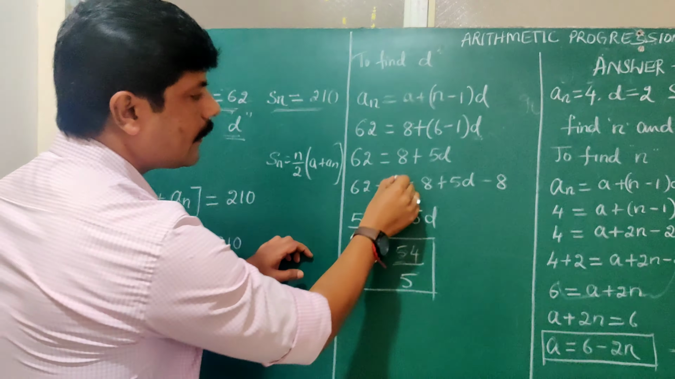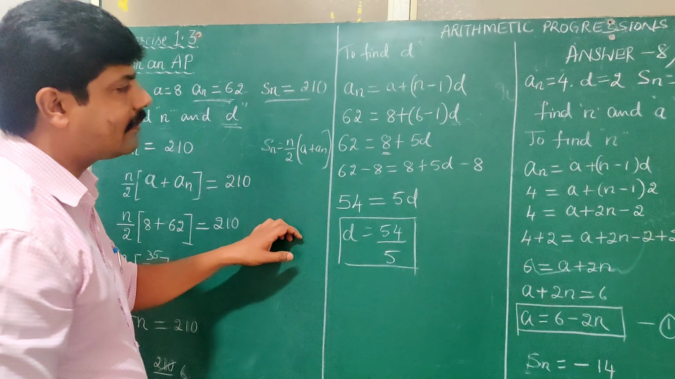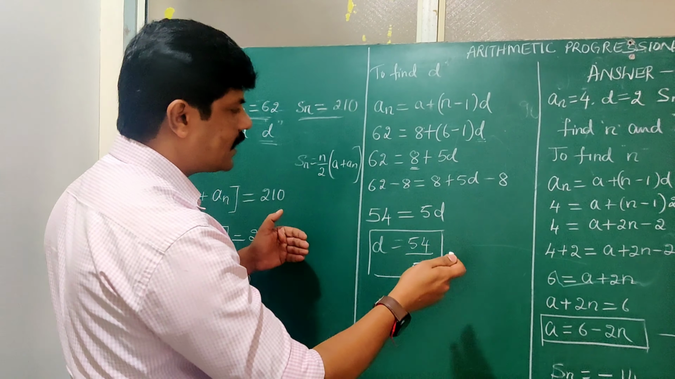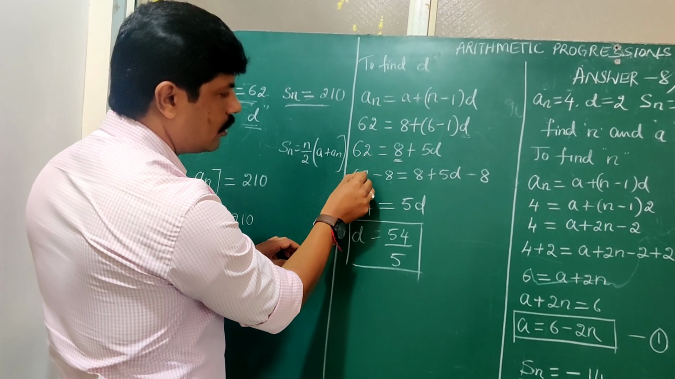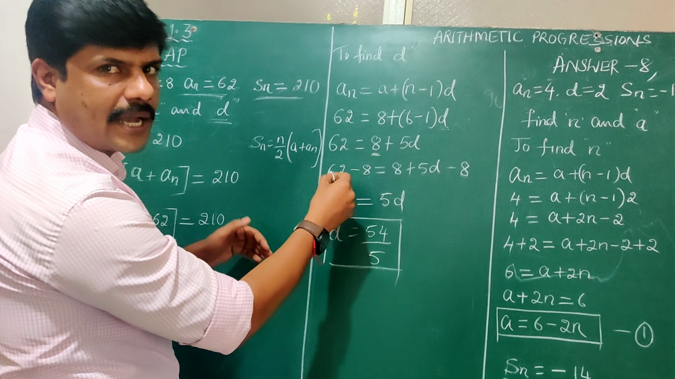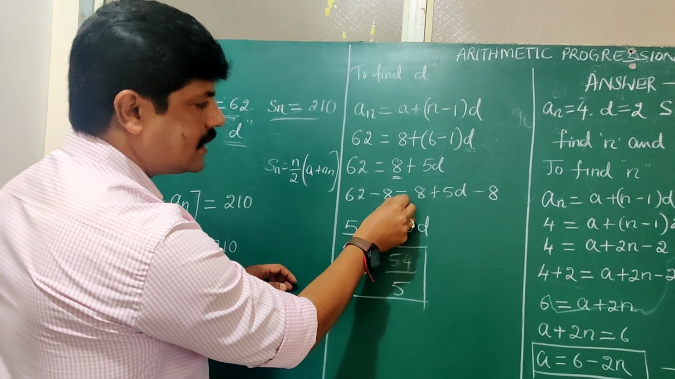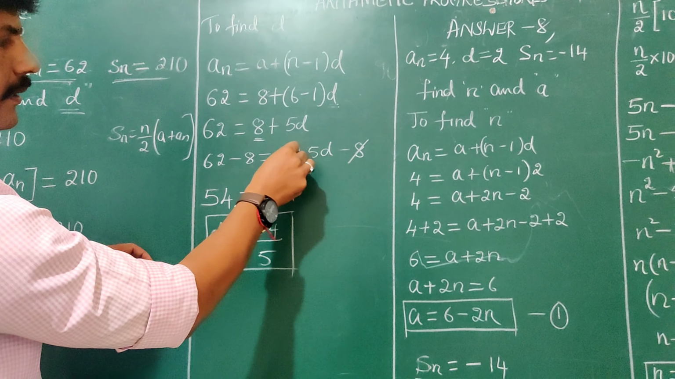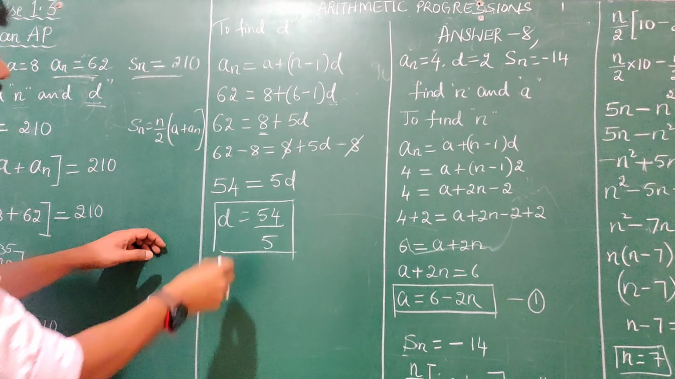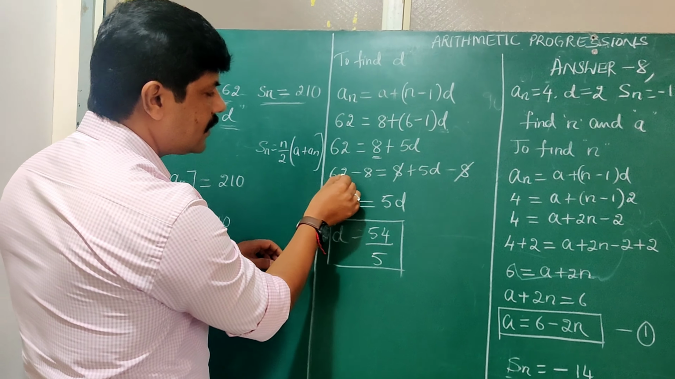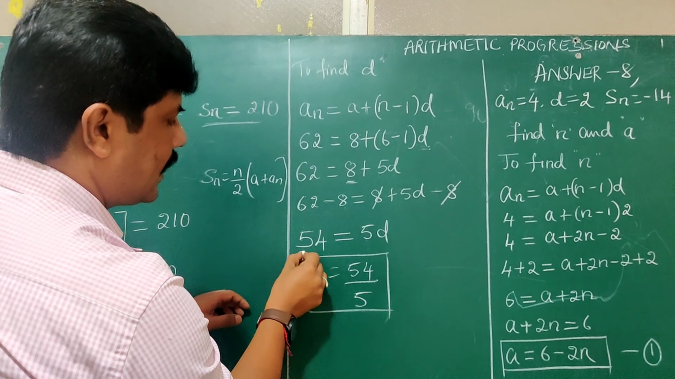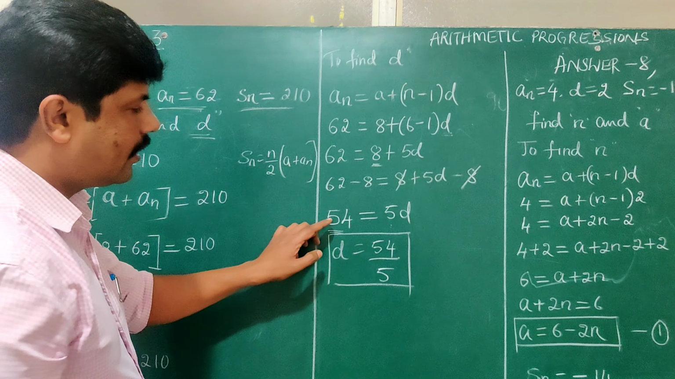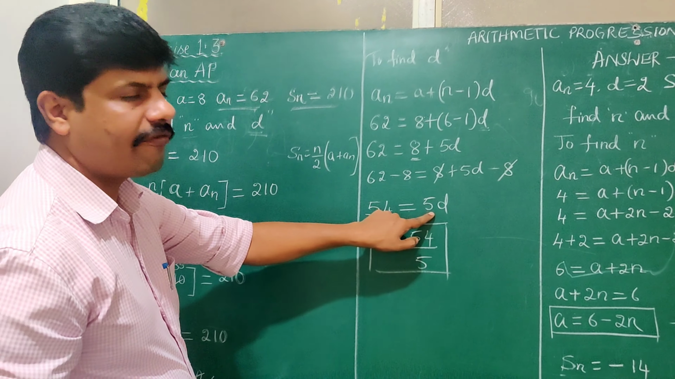Now to eliminate this 8, add minus 8 on both sides, so 62 minus 8 is equal to 8 plus 5d minus 8. So minus 8 plus 8 gets cancelled. What is remaining? 62 minus 8. 62 minus 8 is 54, which is equal to 5d.